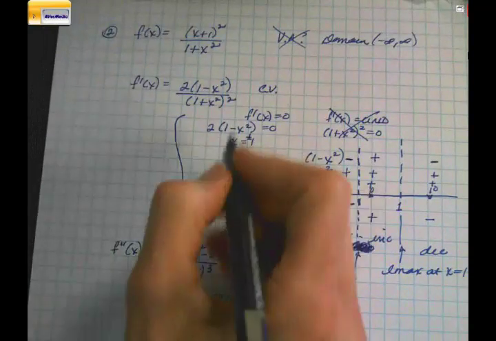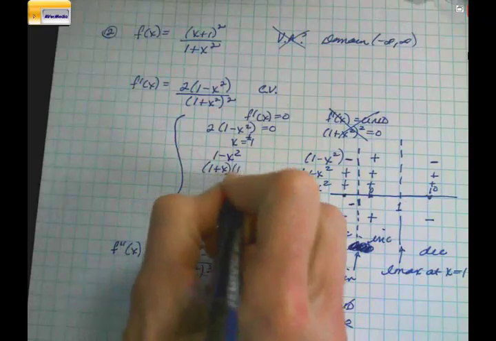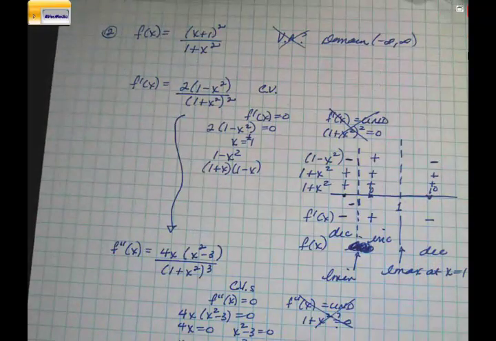We should have had 2. I should have been thinking here. Because 1 minus x squared is 1 plus x times 1 minus x, which would have given an x of 1 and negative 1 critical values. So there's 2 of them there. Okay, so we have a whole lot of stuff going on.